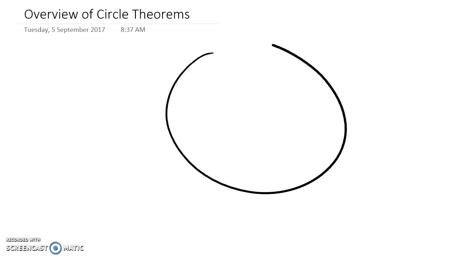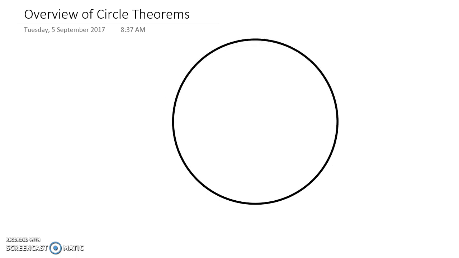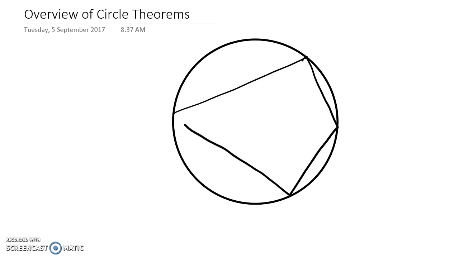Okay, let's get another circle happening. Alright, so this is circle theorem 3. This circle theorem states that opposite angles in a cyclic quadrilateral are supplementary. So a cyclic quadrilateral is just a four-sided shape with straight edge sides that fits within the circle. So each of the vertices is on the circumference of the circle.